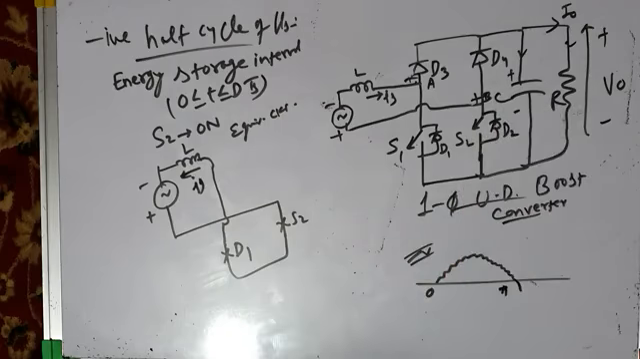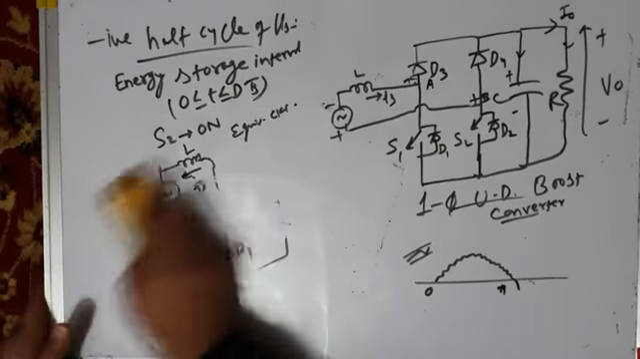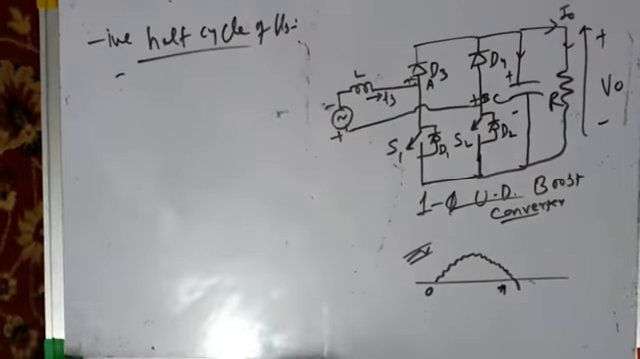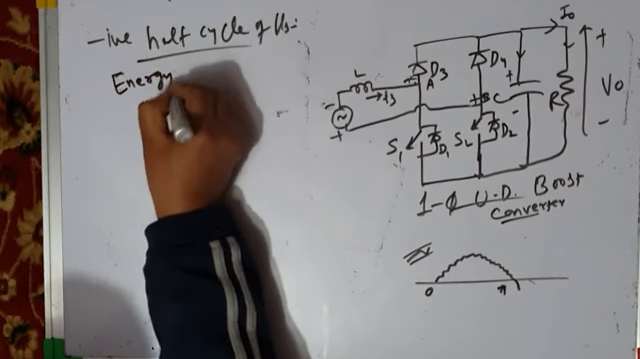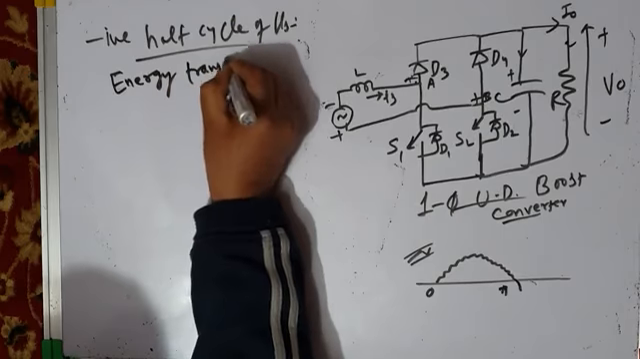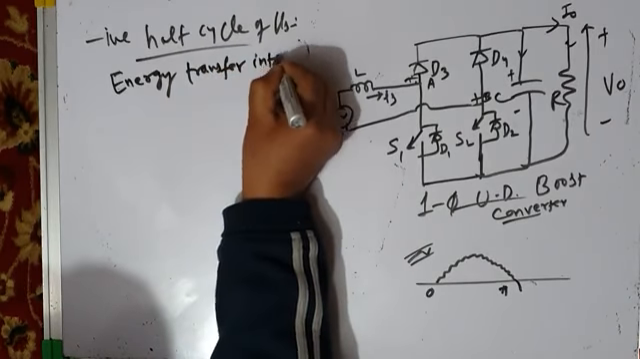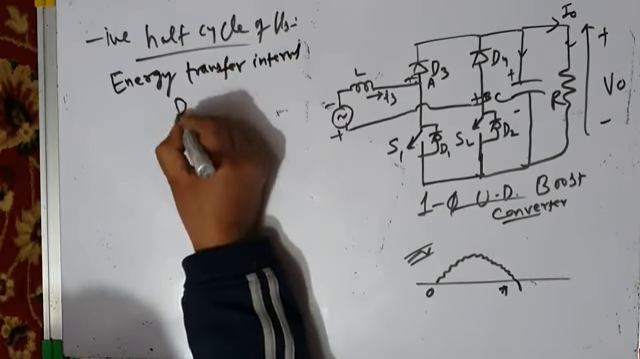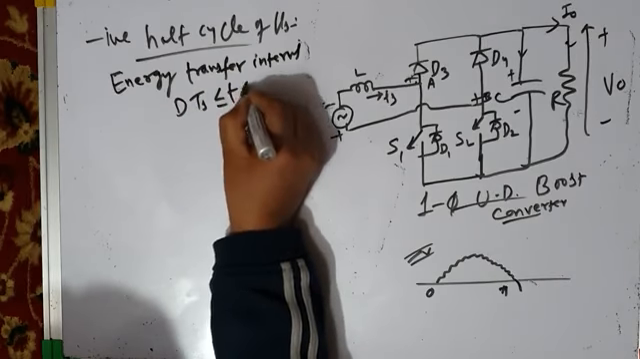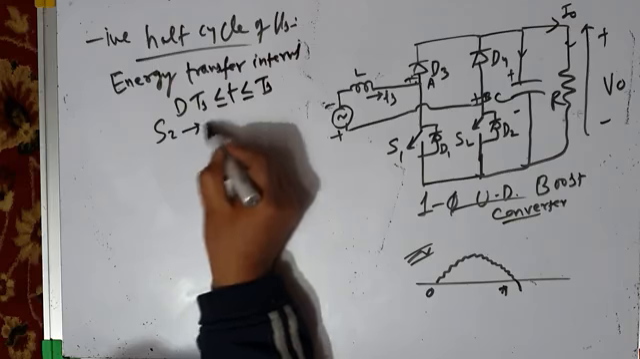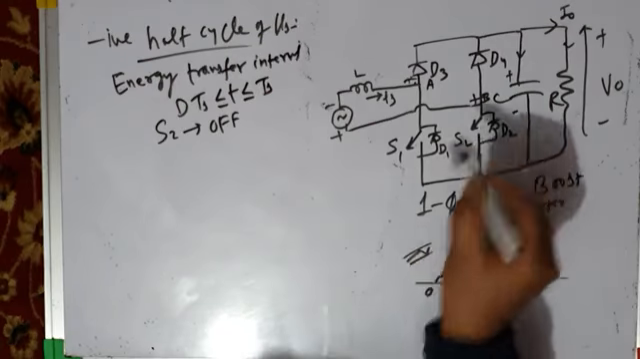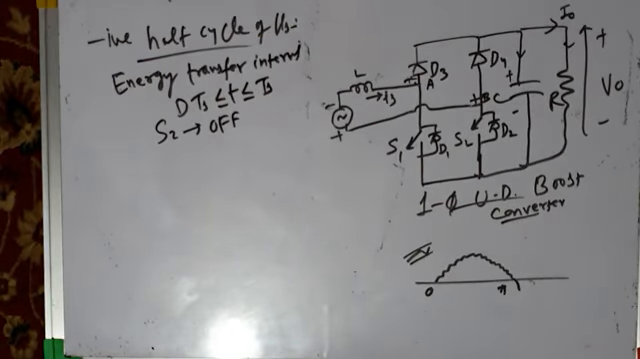That means S2 off हो जाएगा. आपका hysteresis current controller इसको off करेगा. So energy transfer interval शुरू हो जाएगा. Energy transfer interval is dTs to Ts, time period Ts. So S2 off हो जाता है because gating pulse at the gate of this switch is low. It's made low by hysteresis current controller.